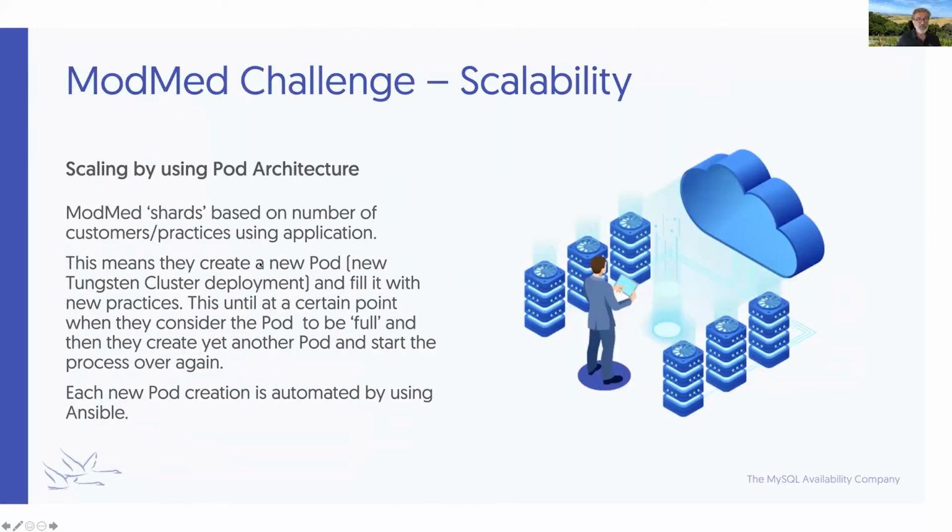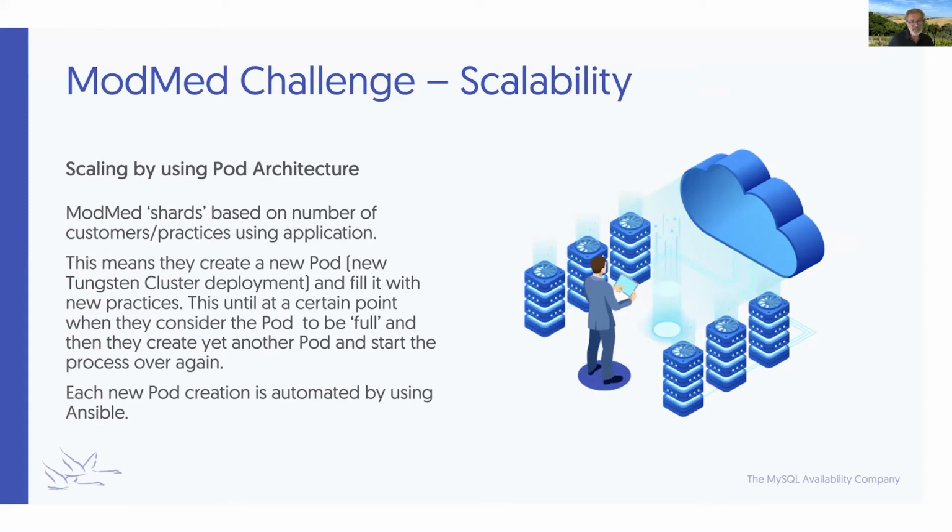Scalability. We discussed a little bit of that scalability issue when we discussed availability. Pod architecture, basically sharding based on the customers or practices in this case, means that you create these highly available Tungsten cluster pods, and you fill them with as many customers, depending on size, as you can. That depends on the size of the computing instance and how much storage space you have in each pod. Then as you deem them to be full, you create another pod and start the process of signing up new customers.